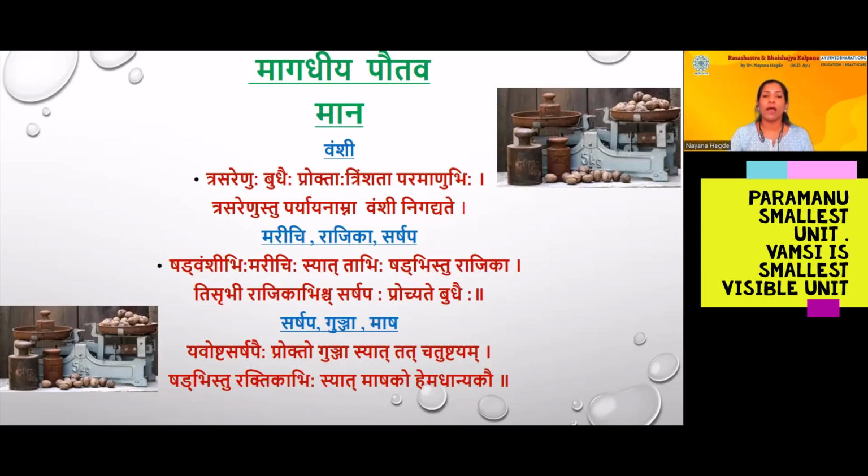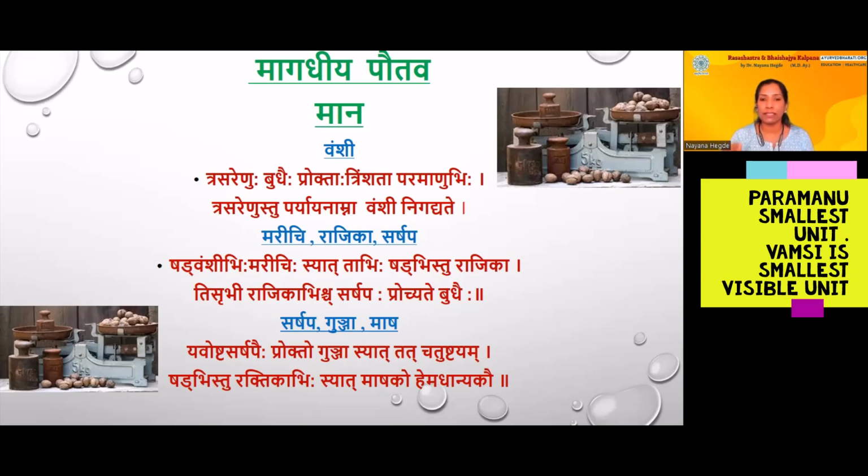Next one is, what is Marichi, Rajika and Sarshapa? Shat Vamshi Bihi Marichi Syat. Six Vamshi together lead to one Marichi. The one Marichi weight is equivalent to six Vamshi. In the Sanskrit dictionary, for Marichi, they have given the weight of a ray of light or a beam of light. So what is Rajika? Six Marichi is equivalent to one Rajika. Three Rajika is equivalent to one Sarshapa.